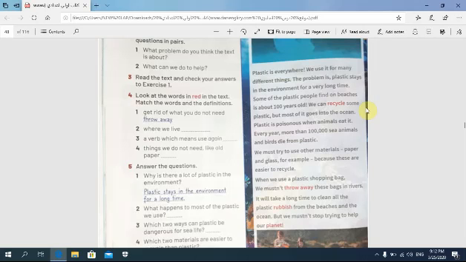Number 2, where we live. The whole place, the big place that we live in, is called planet. Number 3, a verb which means to use again. This is called recycle. Number 4, things we do not need, like old paper. These are called rubbish.